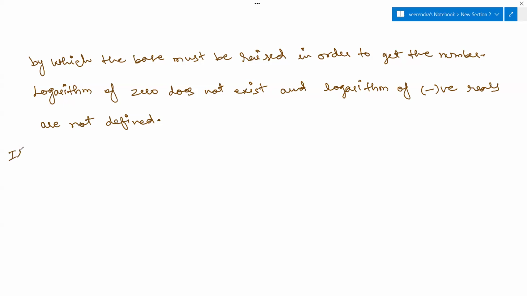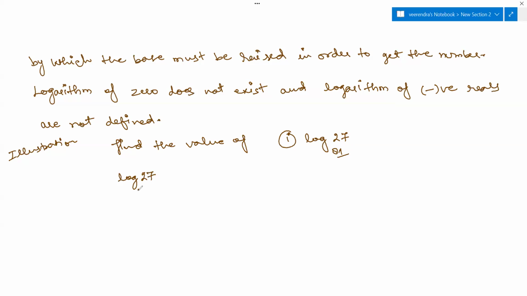First, suppose we have to find the value of the first one, log 27 to the base 81. So we will assume this number as x. So log 27 to the base 81 equals x.